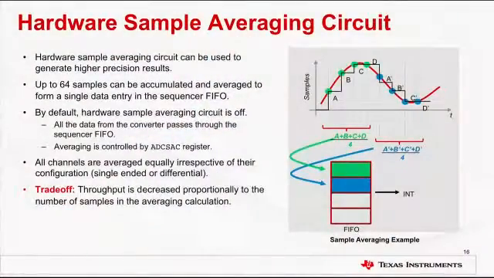Each ADC module has a hardware sampling averaging circuit that can be used to generate higher precision results. The averaging circuit can be used to accumulate up to 64 samples and average them to form a single data entry to appear in the sequencer FIFO. By default, the hardware sample averaging circuit is off and all the data from the converter passes through the sequencer FIFO. All channels are averaged equally irrespective of their configuration, single-ended or differential. It is important to understand that the throughput is decreased proportionally to the number of samples in the averaging calculation.